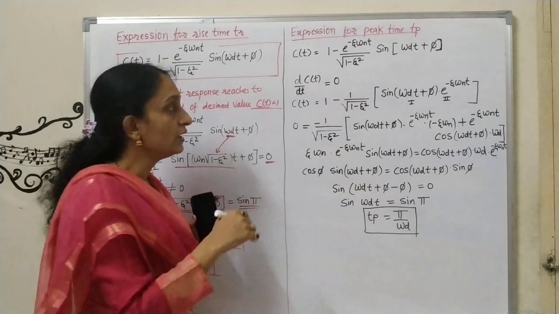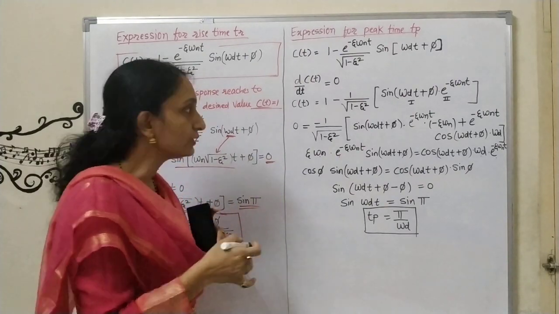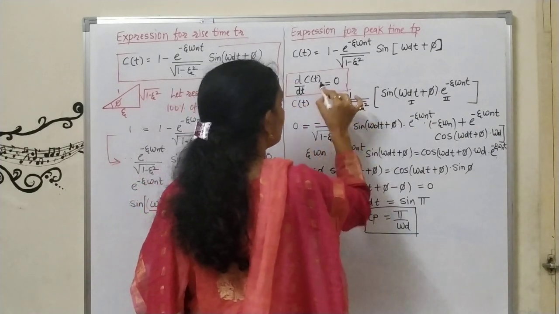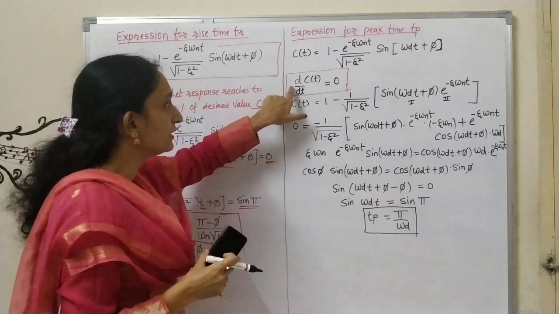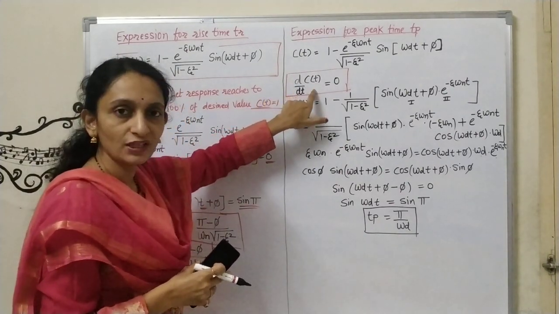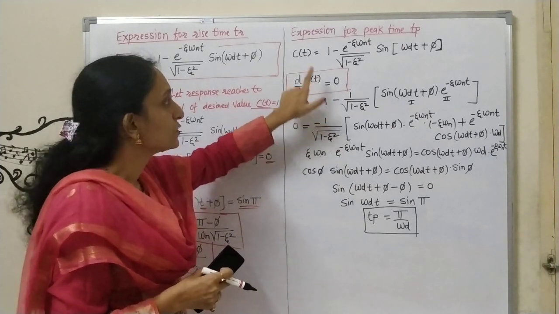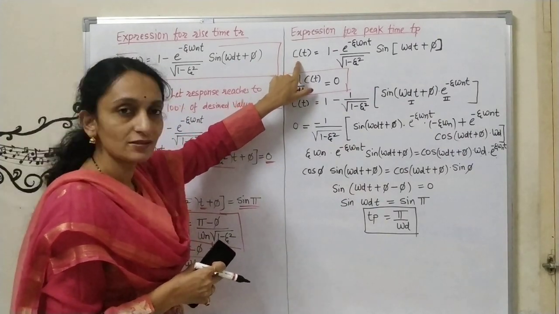For getting the maximum output, we need to consider dC of t by dt equal to 0. Or I will say, when the derivative of C of t is 0, then only I will get a maximum value. Again I am using the same term here, C of t.